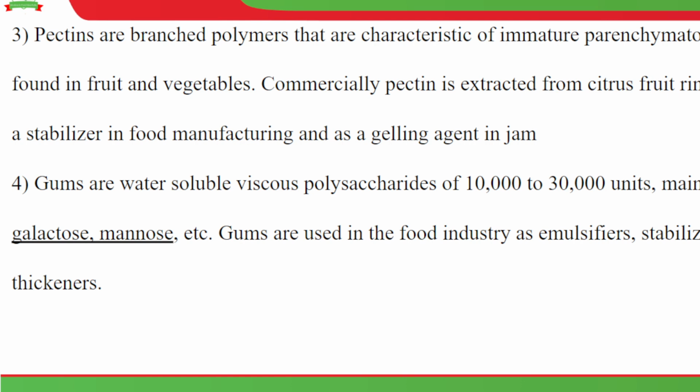So that's it. And then we have gums, water-soluble viscous polysaccharides of around 10,000 to 30,000 units, mainly glucose, galactose, and mannose joined together. These gums are used in the food industry as emulsifiers, stabilizers, and thickeners, though your body cannot digest them.